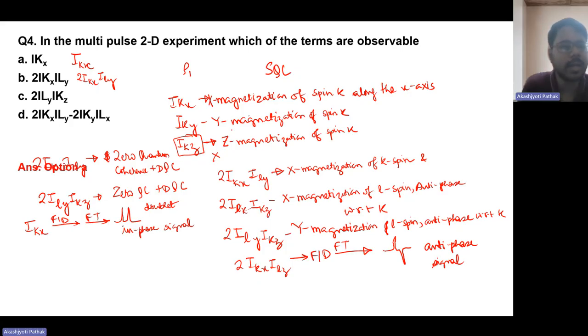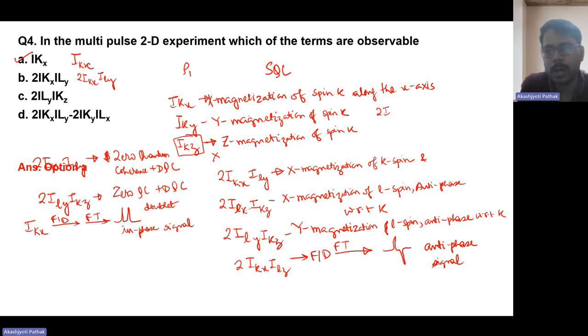Yeah, so the correct answer for this question is option A. All these different terms, I_Kx, I_Ly, I_Kz: these are different combinations that indicate the double quantum and zero quantum coherences. Remember, I will write this properly.